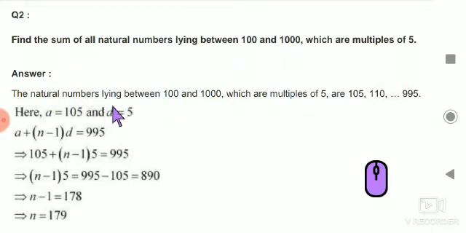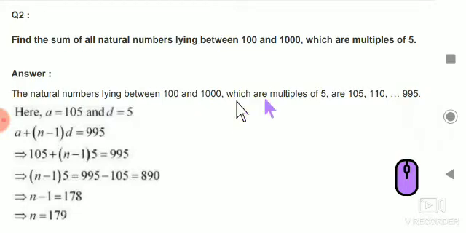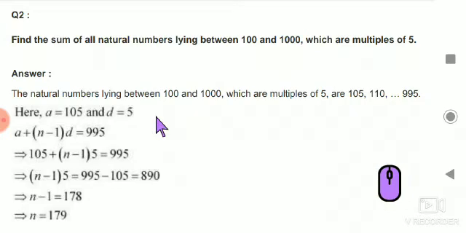The natural numbers lying between 100 and 1000, which are multiples of 5: the first number is 105, then 110, 115, and so on. The last number between 100 and 1000 that is a multiple of 5 is 995. In this case, the first term a is equal to 105, the common difference between any two consecutive terms is 5, and the last term of this sequence is 995.